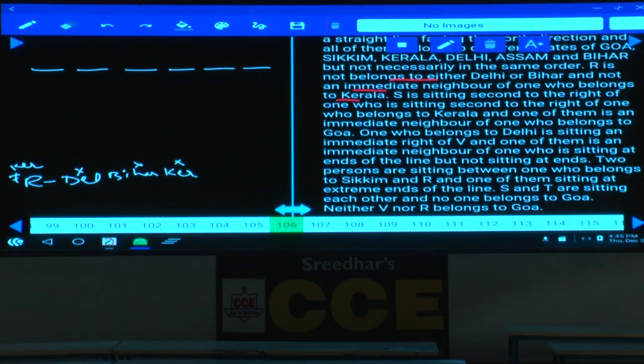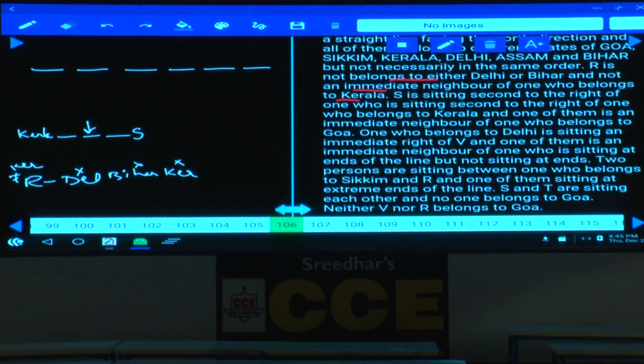S is seated second to the right of the one. Now we are discussing this S. Now this S is seated second to the right of the one who is seated second to the right of the person who belongs to Kerala. Yes, Kerala is here. Now the person who is seated second to the right of Kerala, to this person S is seated second to the right.